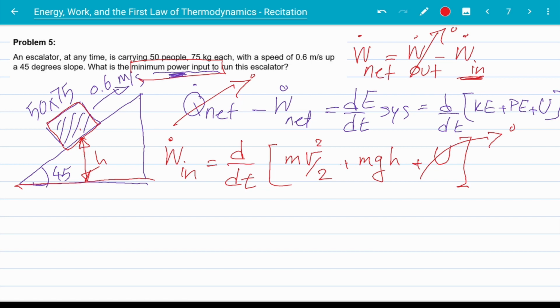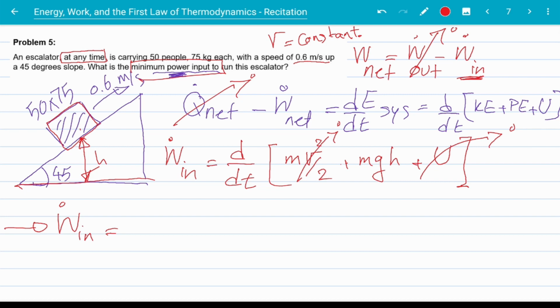Kinetic energy as well, because these people are always at any time moving with a velocity of 0.6 meters per second. So the velocity doesn't change. Velocity is always constant. So d/dt of the kinetic energy will be 0 because of the constant velocity. So what we get is that W dot in is actually d/dt of the mgh.